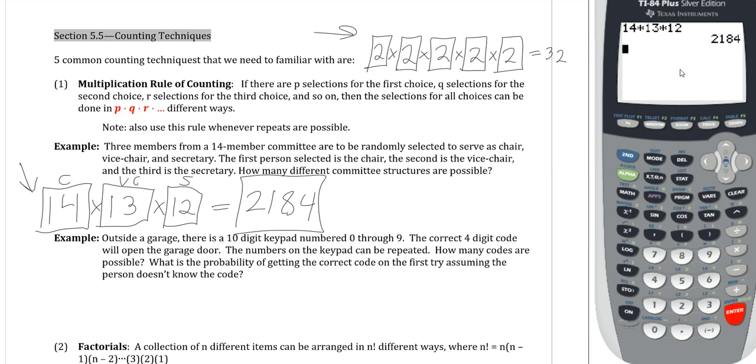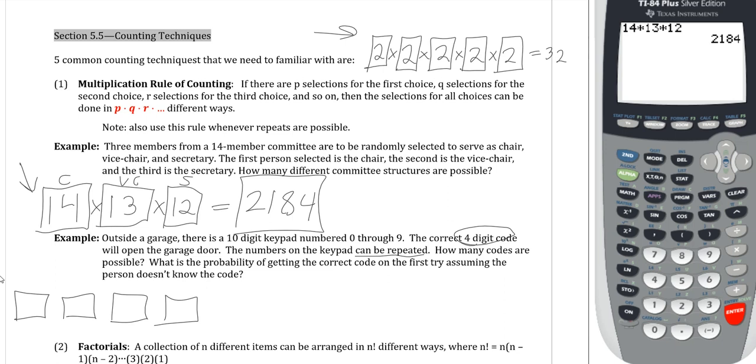Let's do another one. Outside of a garage, there's a 10-digit keypad numbered 0 through 9. The correct 4-digit code will open the garage door. So I need to have 4 digits here: 1, 2, 3, and 4. The numbers on the keypad can be repeated, meaning we can use a number more than once. How many codes are possible? And then also the probability of getting the correct code.